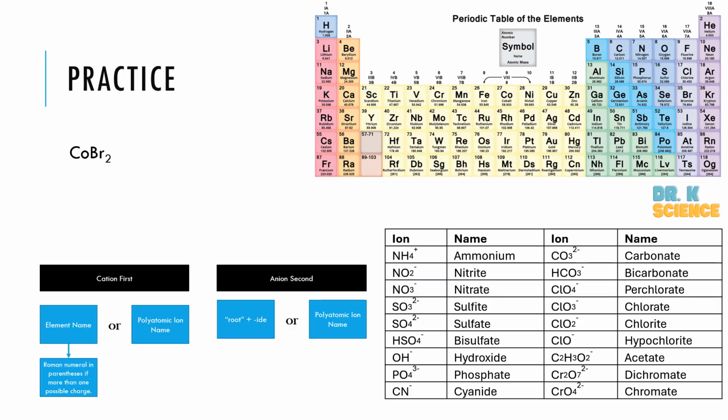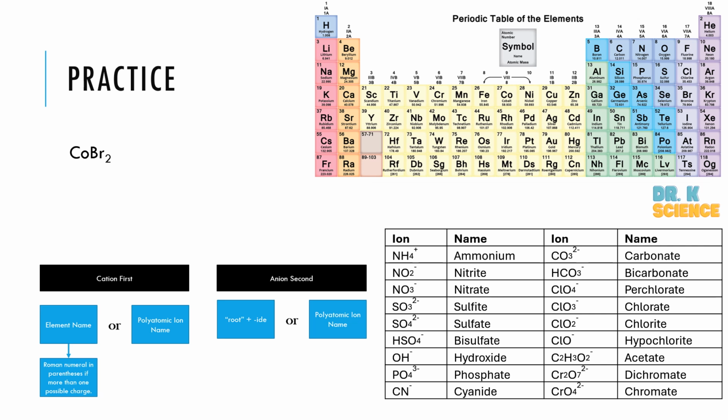Let's do some practice. So we have CoBr2. Now we can probably figure out the second half of this pretty easily because we've named other bromide ion-containing compounds before. And so Br2 is just a bromide ending. We take bromine and we turn it into bromide. We've seen that pretty extensively in part 1 and part 2.